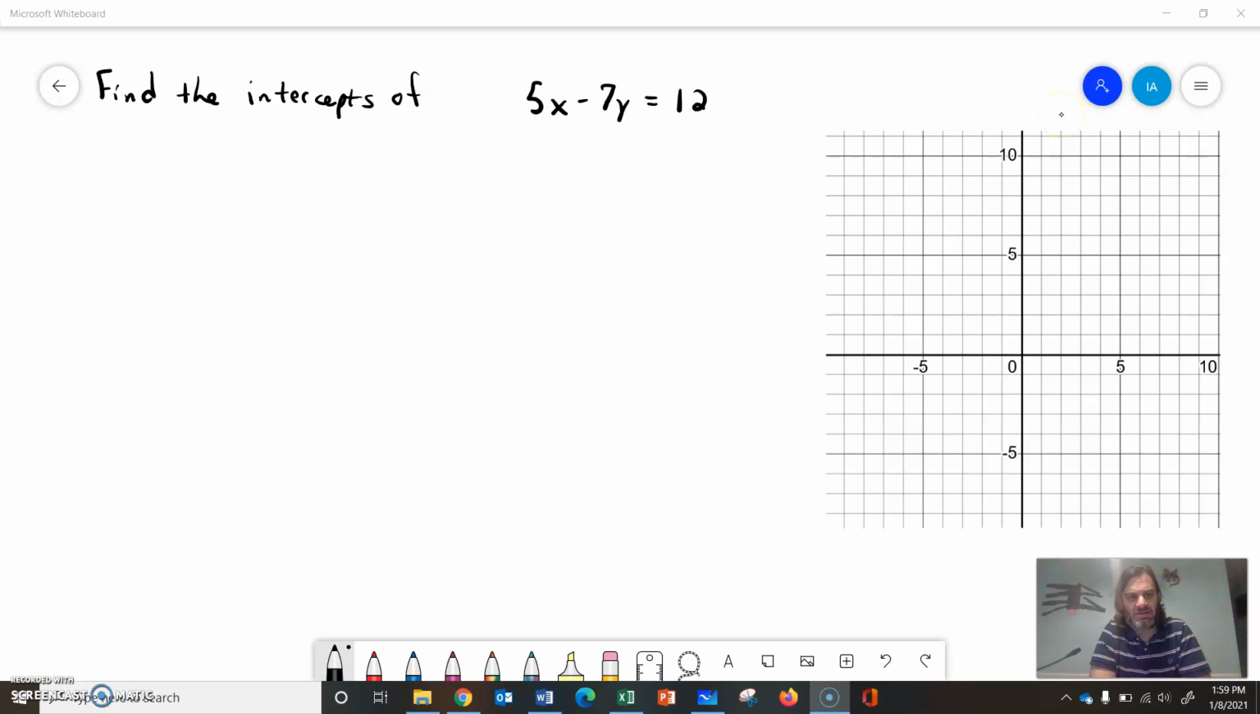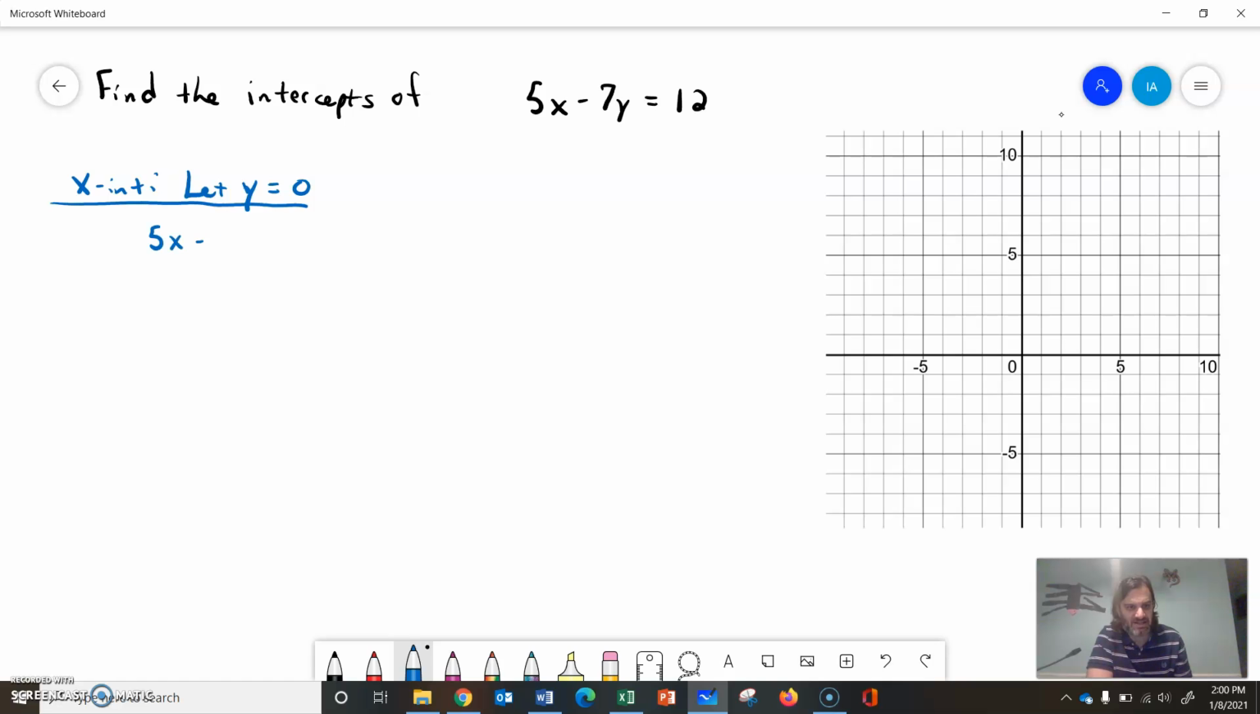Hey, here we are, and we're going to find the intercepts of a linear equation. The equation is 5x minus 7y equals 12. And we can do this a variety of ways, but remember that the x-intercept is found by letting y equal 0. So we'll do that.